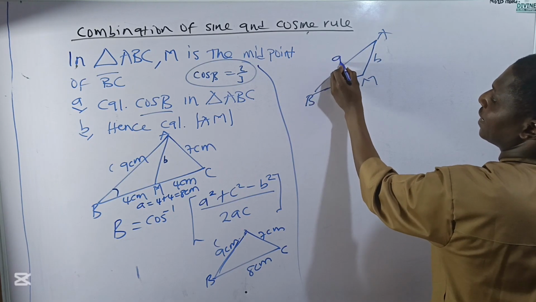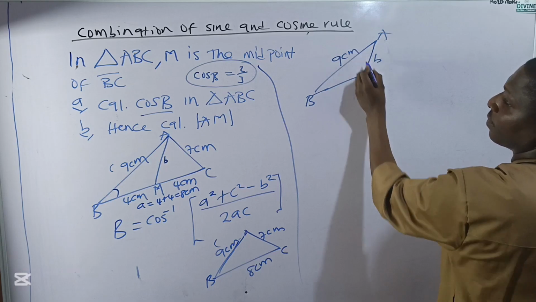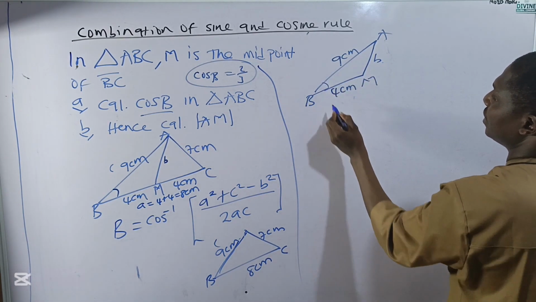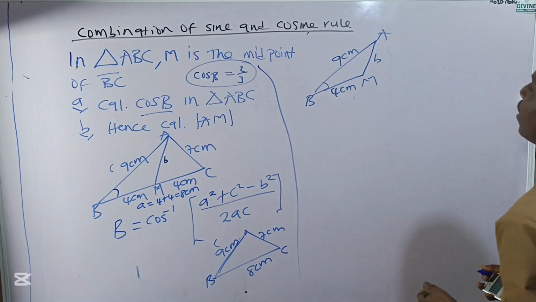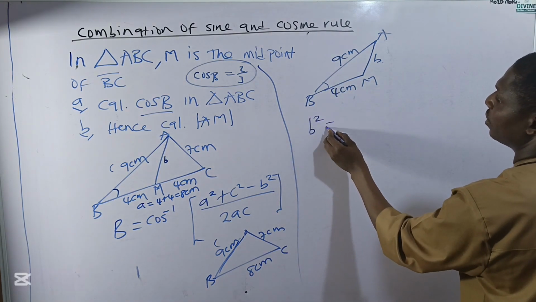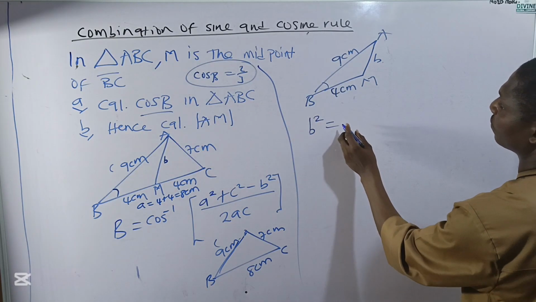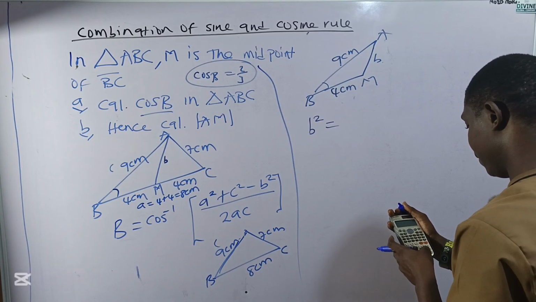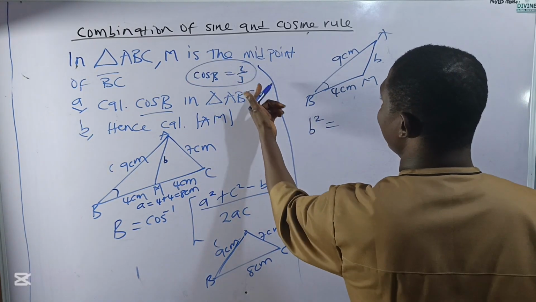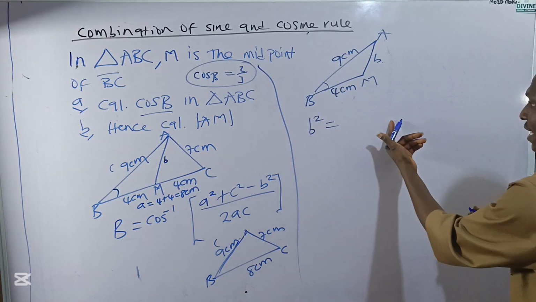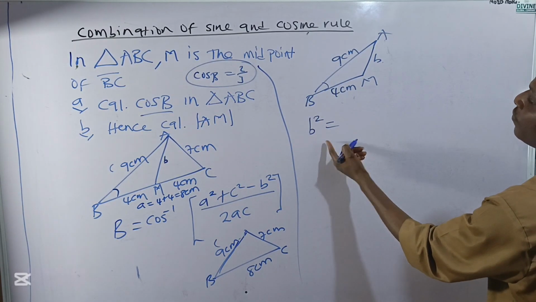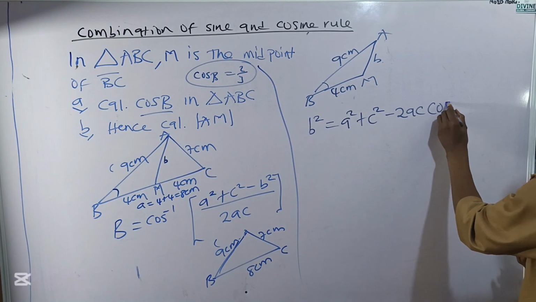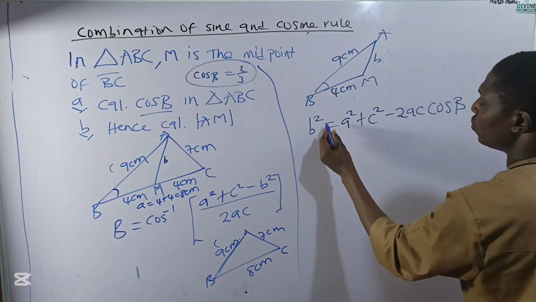B. And this is my 9 cm. What else am I given? BM is 4 cm. So I can simply look for this. This is already known. So I'll have b squared equal to what? If you want to know the formula you want to use, you can press shift cos. This value is less than 90, so you are using the one that carries the negative sign. So we have b squared equal a squared plus c squared minus 2ac cos capital letter B.